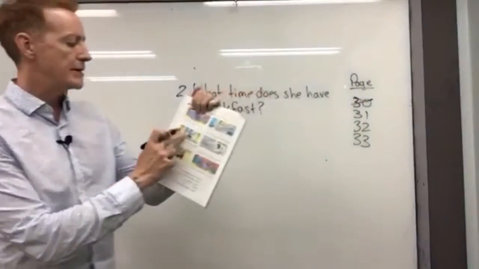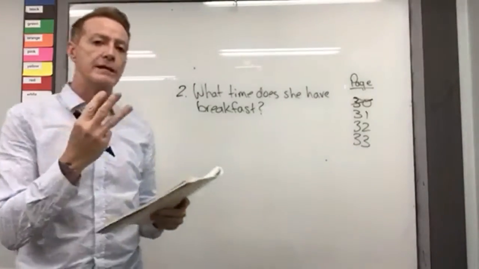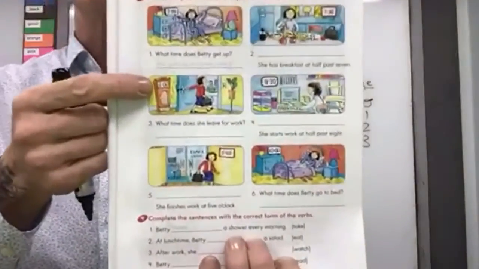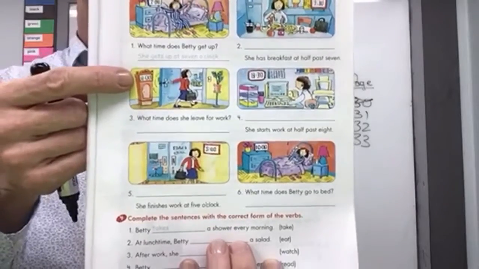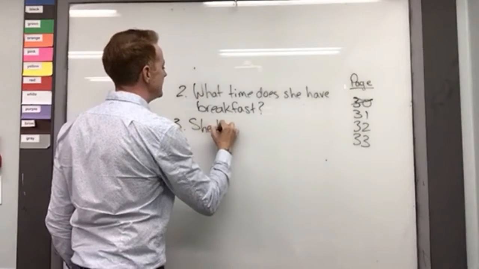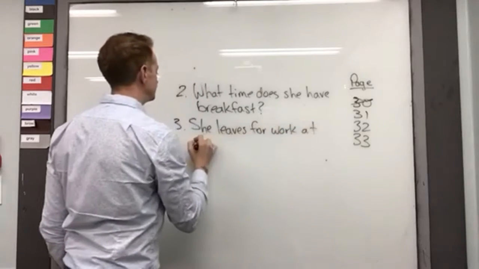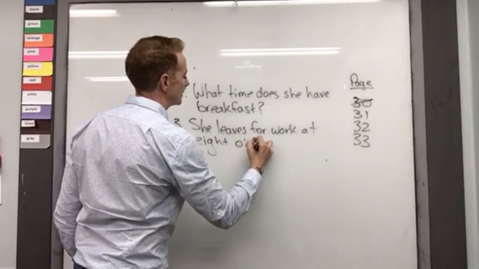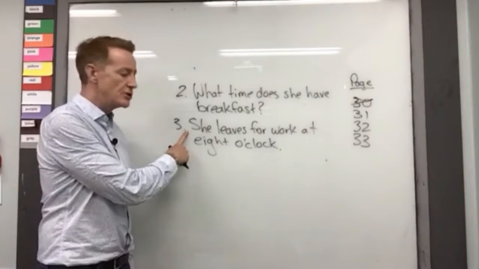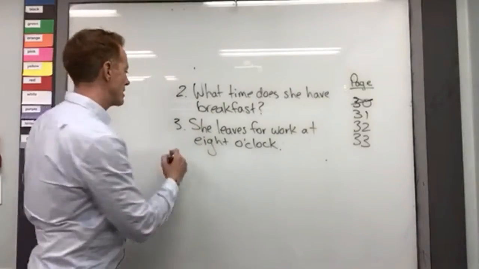All right, let's do number 3. Number 3, the question is there, so we have to make the answer. The question for number 3 is, what time does she leave for work? She leaves for work at 8 o'clock. So question 3, the question was, what time does she leave for work? She leaves for work at 8 o'clock.